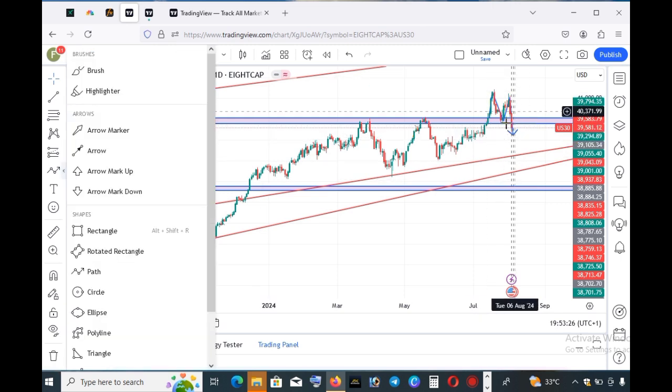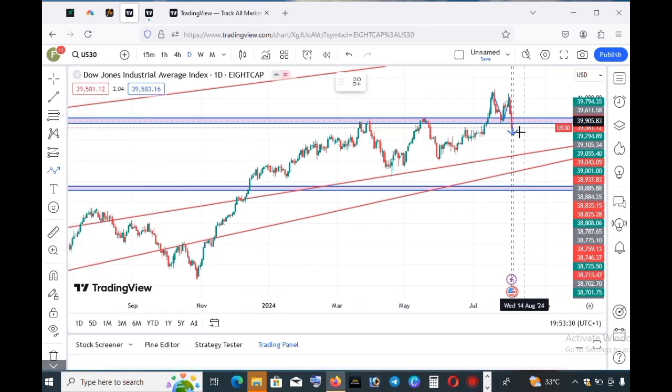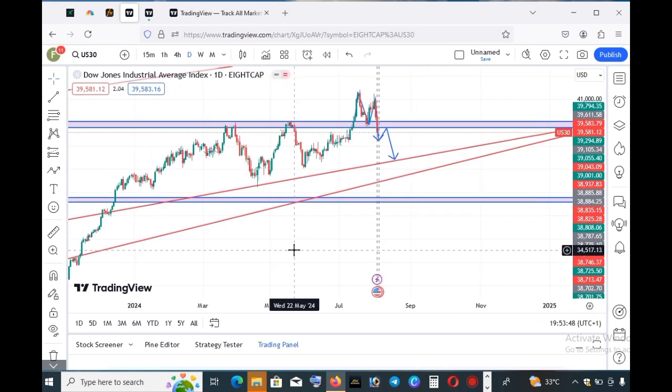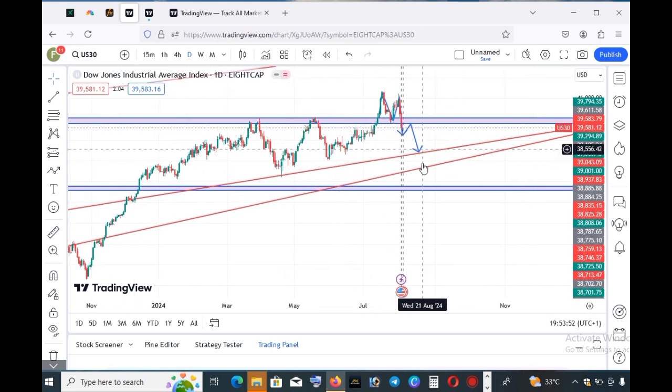Pullback, a kind of pullback, something like this. You can see something like this. Then on this pullback, something like this on Us30. Then this is on daily time frame. So it's either it stopped there, or it starts and keeps on dropping.